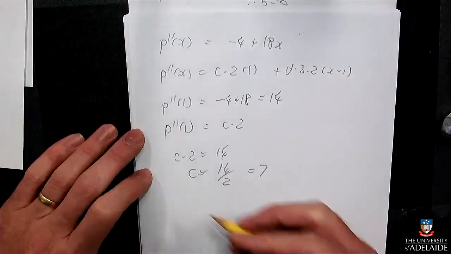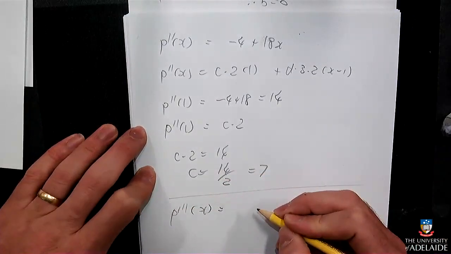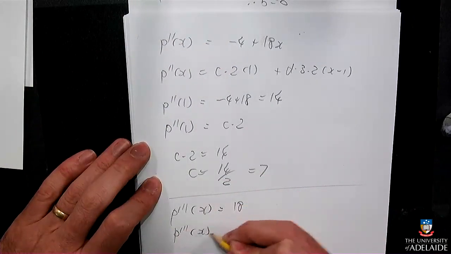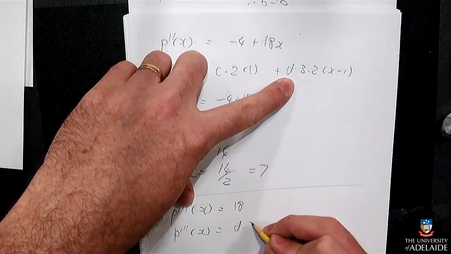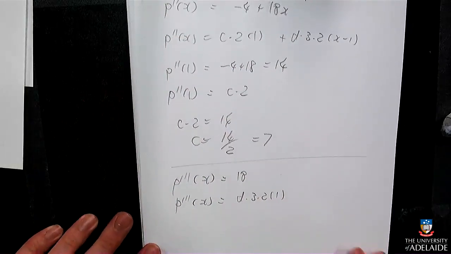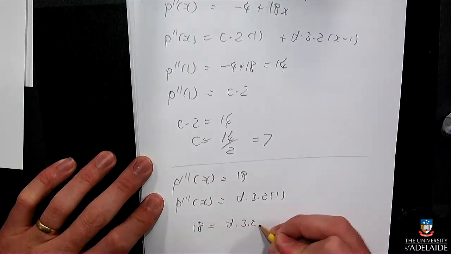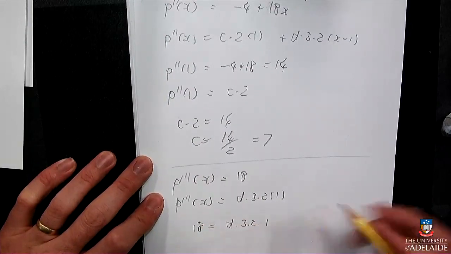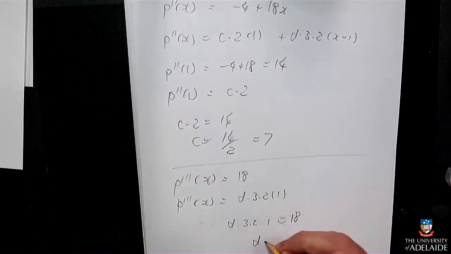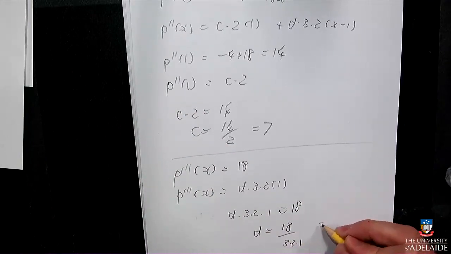And finally, p triple dashed x is 18. And over here it's d times 3 times 2 times the derivative of x minus 1, which is 1. So 18, which is 3.